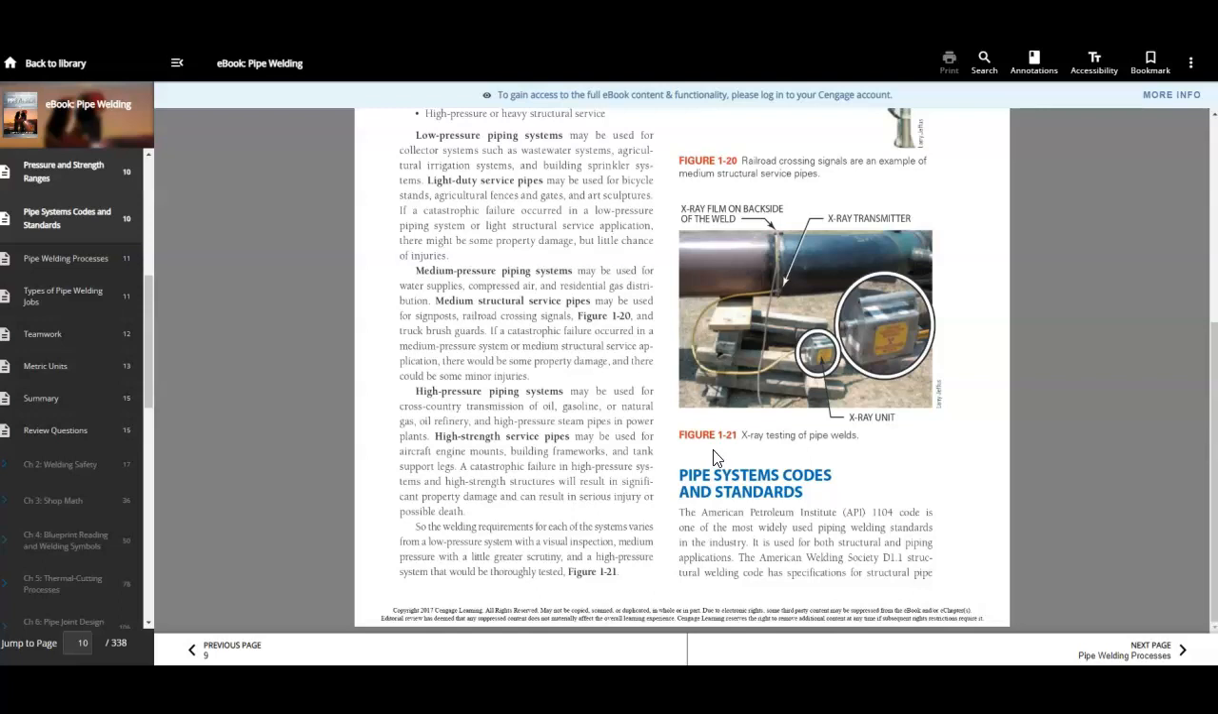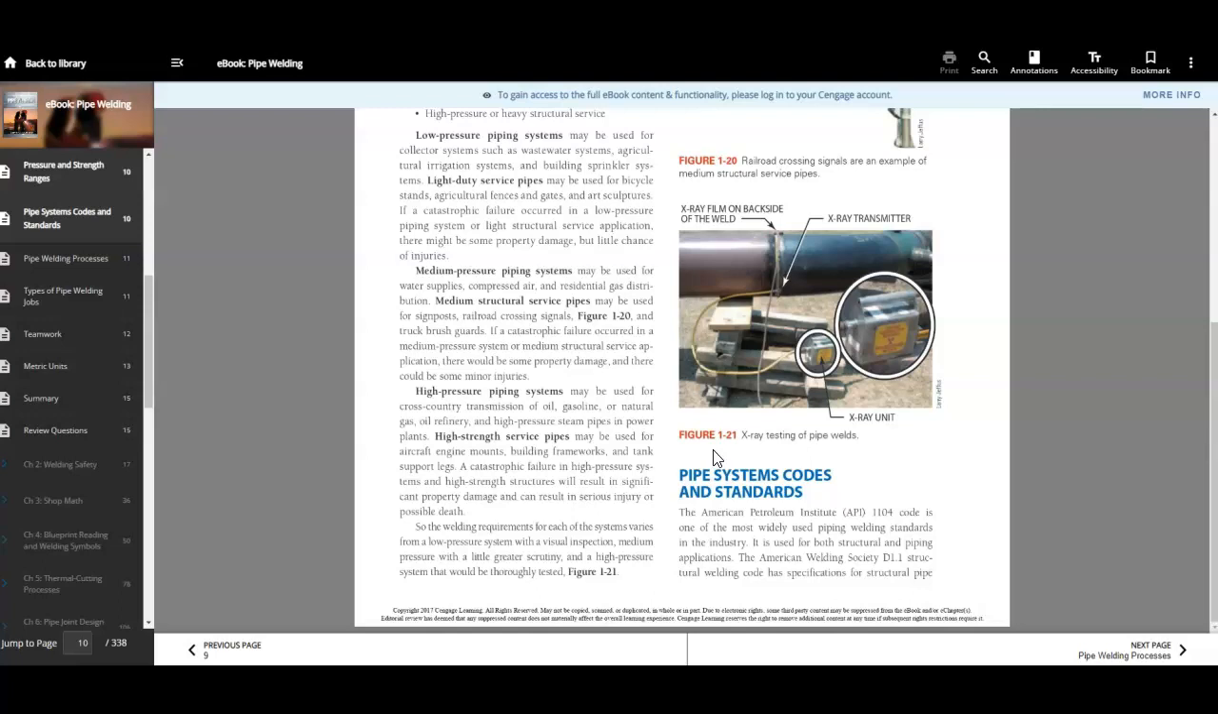Low pressure piping systems may be used for collector systems such as wastewater systems, agriculture irrigation systems, and building sprinkler systems. Light duty service pipes may be used for bicycle stands, agricultural fences and gates, and art sculptures. If a catastrophic failure occurred in a low pressure piping system or light structural service application, there might be some property damage, but little chance of injuries.